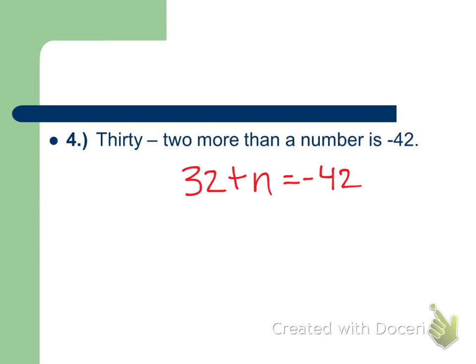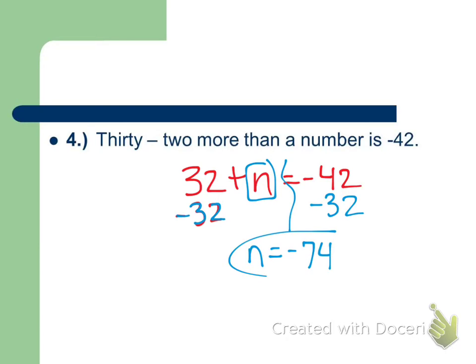Lexi, what did your group do to solve this? Wonderful. Oop, I didn't box in my variable. Box, separate. When we subtract 32 from both sides, what do we get for n? -74. Again, if we've got -42 minus 32, that means we're becoming more negative. If you have a calculator, that's a handy tool to use on this problem.